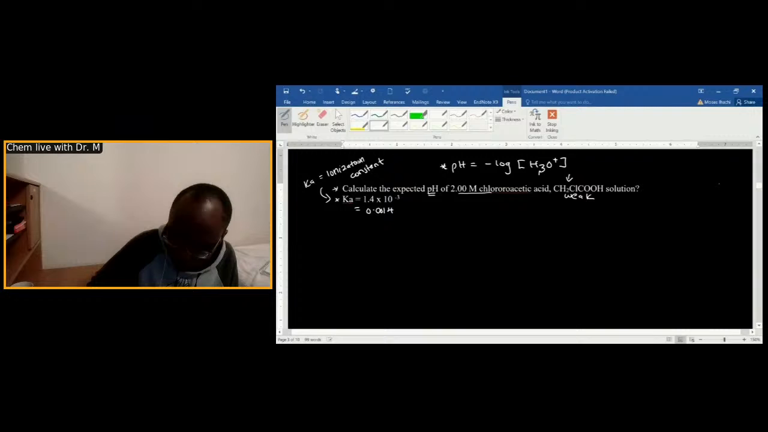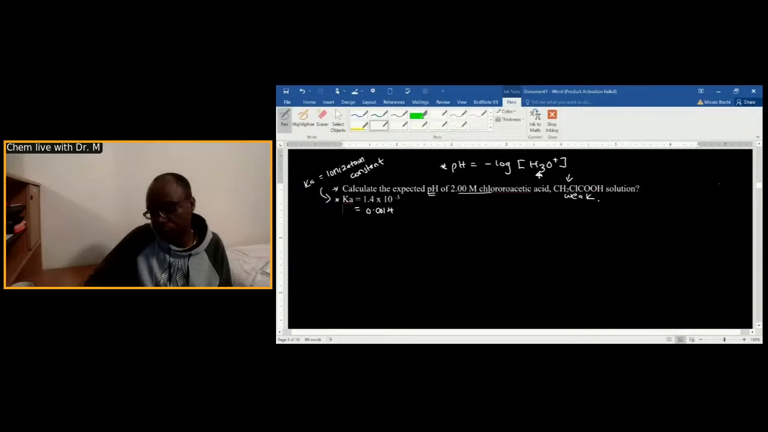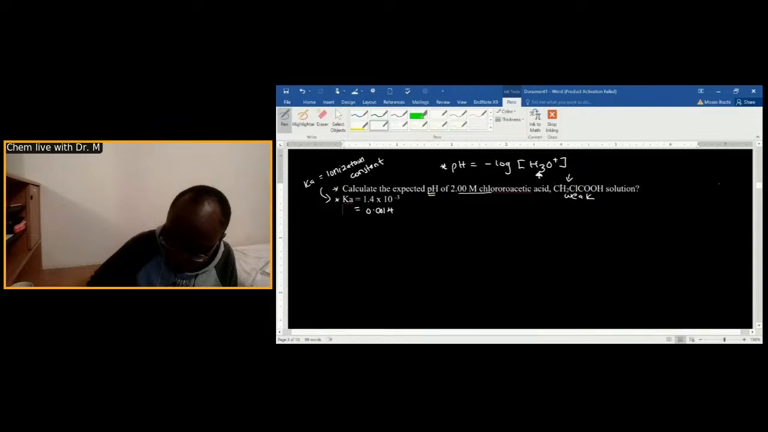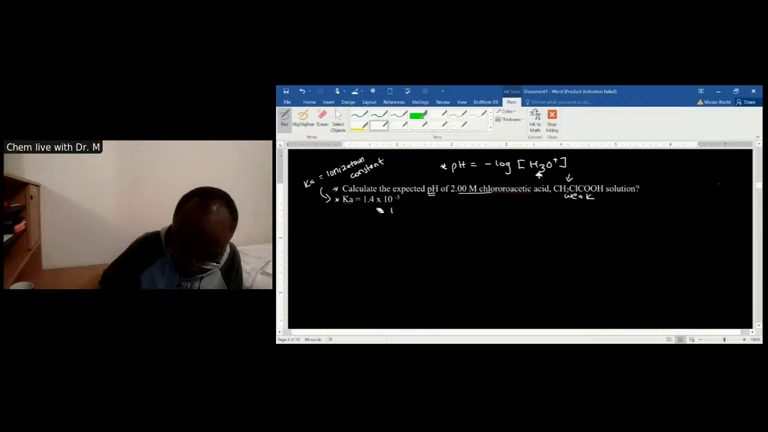It does not form a lot of H3O+, which is required to calculate pH. So you cannot assume the concentration of H3O+ is the same as the concentration given here, 2 molar. You have to find it, which is the concentration at equilibrium. So we'll use an ICE chart for that matter.